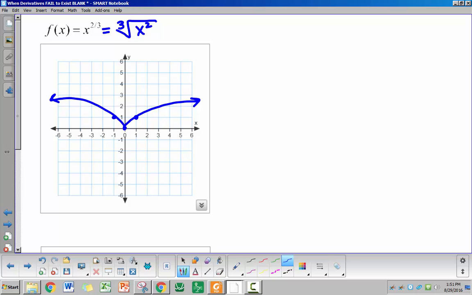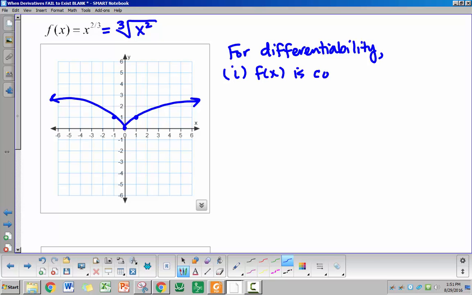So let's talk about, is this function continuous? For differentiability, f of x is continuous. We got to check that out. And can you check that? We can check that it's continuous.